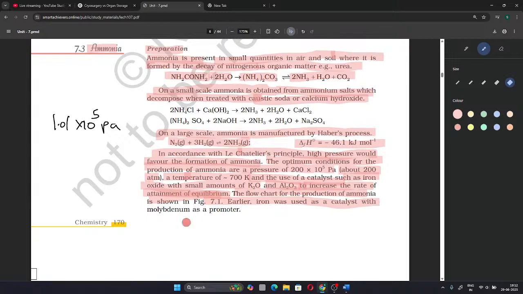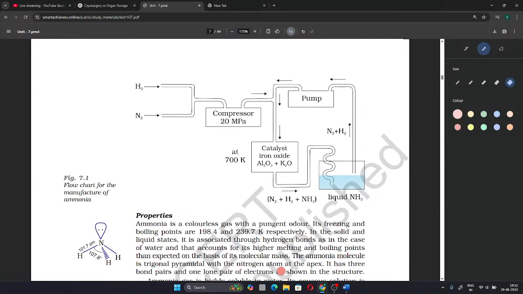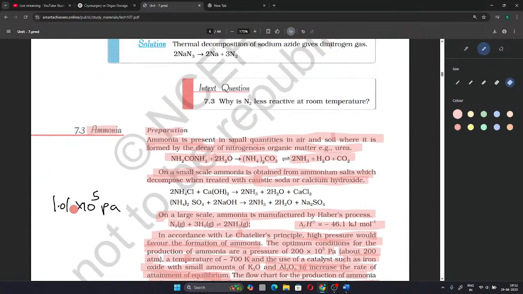Earlier, iron was used as a catalyst with molybdenum as a promoter. This is the flow chart for manufacture of ammonia. I will read it. And they gave a total of 3 preparation methods, with 2 being small scale preparation methods and 1 being large scale preparation method. The first is ammonia, which naturally is produced or formed in small amounts in air or soil, where it is formed by decay of nitrogenous organic matter, for example urea, where urea will react with water to give ammonium carbonate, which will again decompose to give ammonia, water and carbon dioxide.